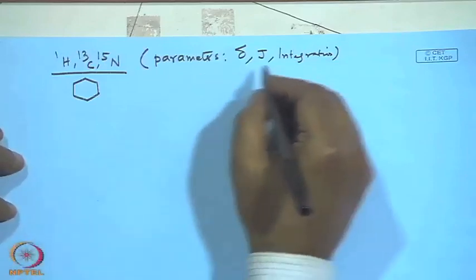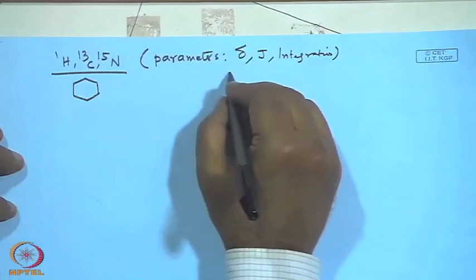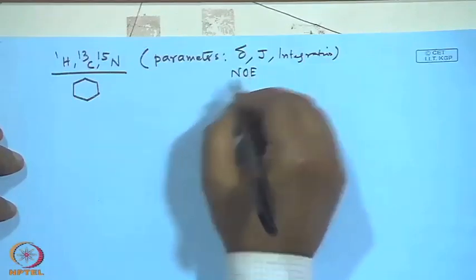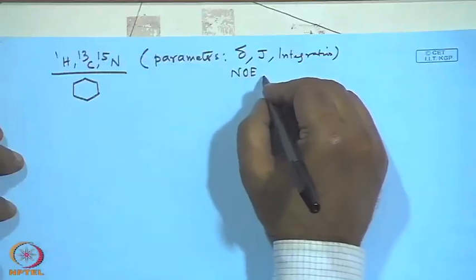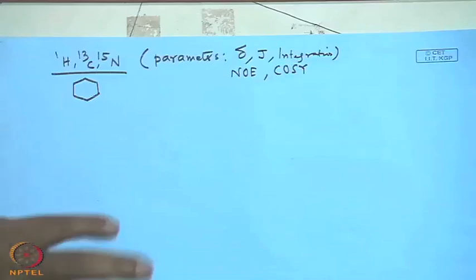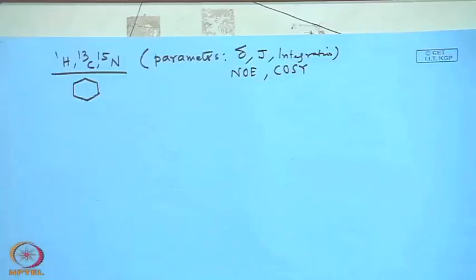Yes. Other experiments would require NOE, and COSY, that means correlation spectroscopy. Correlation spectroscopy could be of many kinds, okay. So just NMR is too complex.